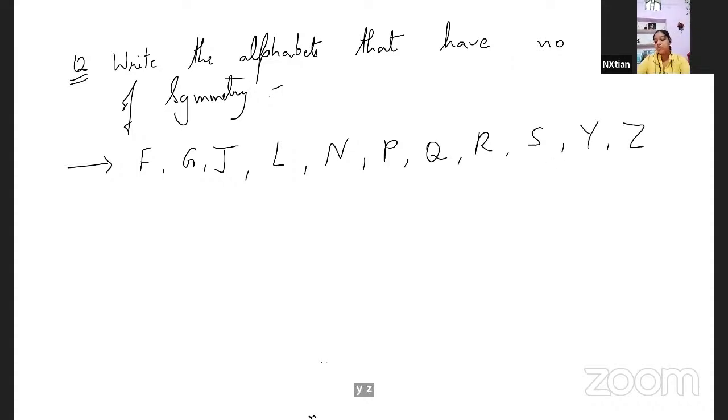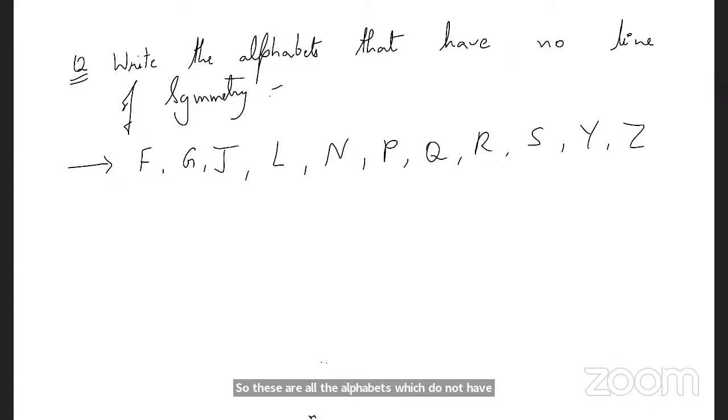Very good. So these are all the alphabets which do not have any line of symmetry. We have 11 such alphabets. Yes, 11.